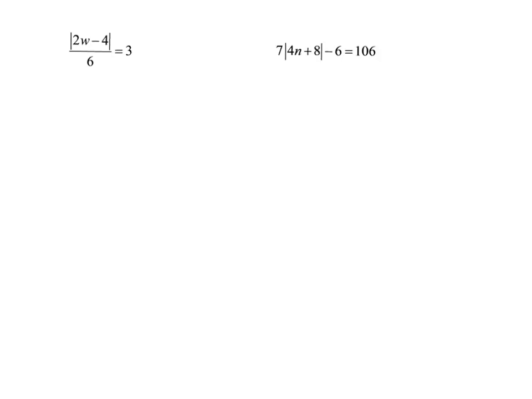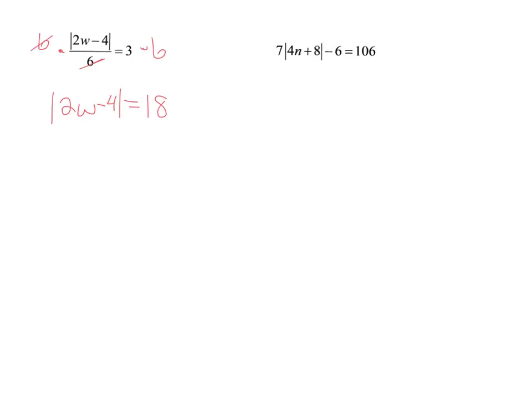Okay, here's two more where we have to isolate the absolute value. This one says the absolute value of 2w minus 4 all over 6 equals 3. So this is like the equations that you guys have been struggling with a little bit. I have the whole thing divided by 6, so I've got to get rid of that 6 first. So I'm going to multiply both sides by 6. Hopefully we're getting better at these. My 6's cancel. I'm left with the absolute value of 2w minus 4 equals 3 times 6 is 18.